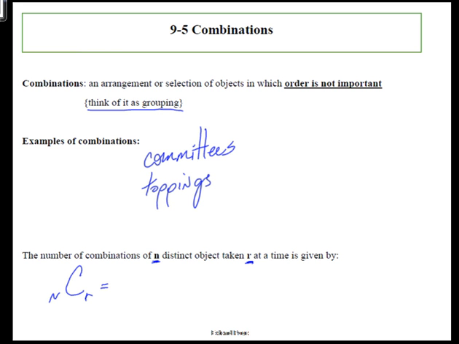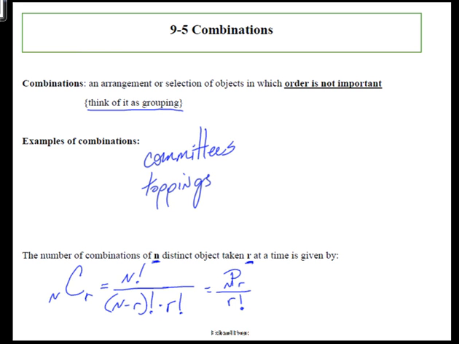There's a couple of different formulas for it. This one formula says n factorial divided by n minus r factorial times r factorial. Or you could also think about this as basically a permutation of n r divided by r factorial. Those are the same types of things here.